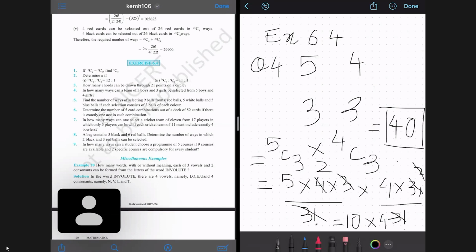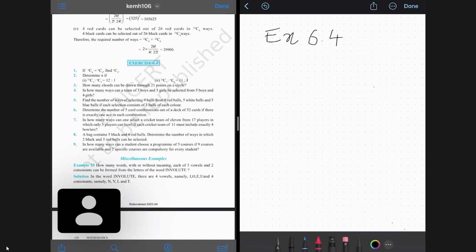You just need to select 3 boys from the 5 boys that are available to you, and you select 3 girls from the 4 girls that are available to you. And when you multiply them, because each of the combinations is going to be unique in itself, that is how you're going to arrive at the final answer.